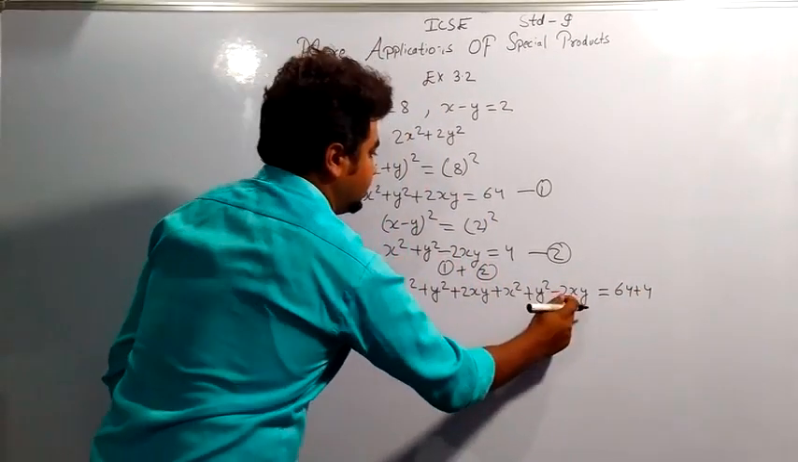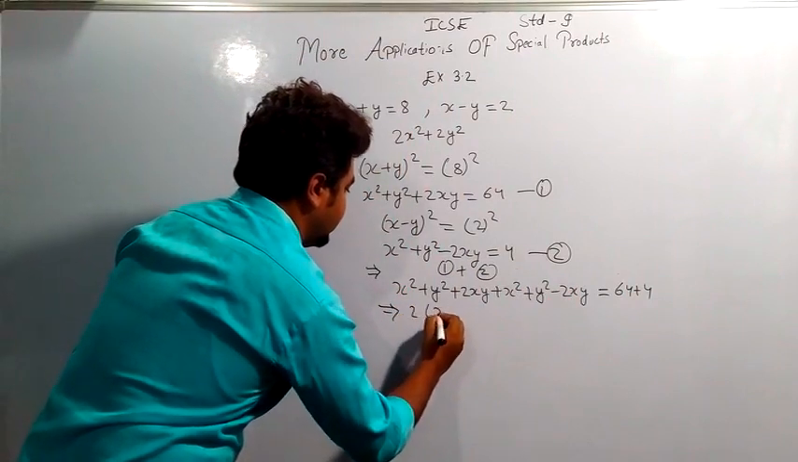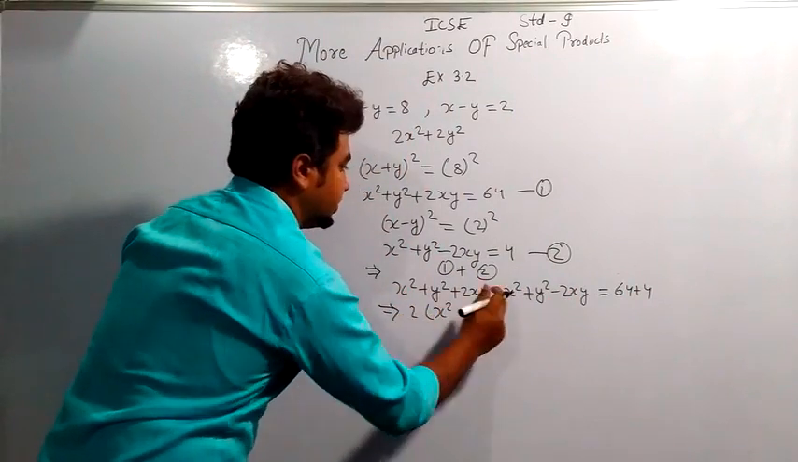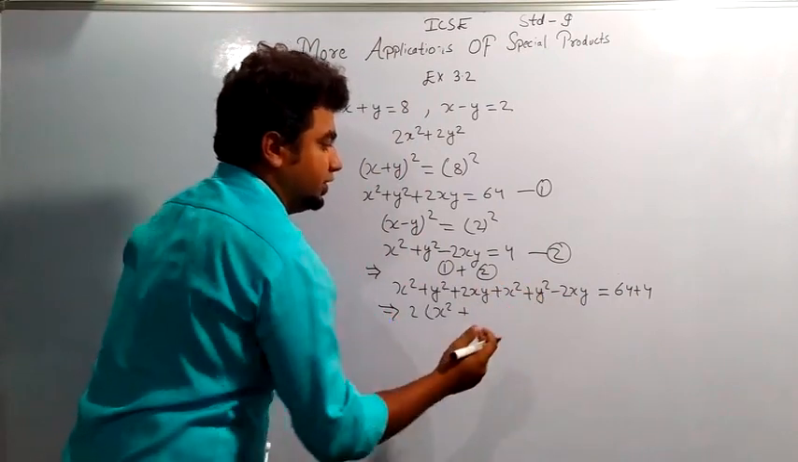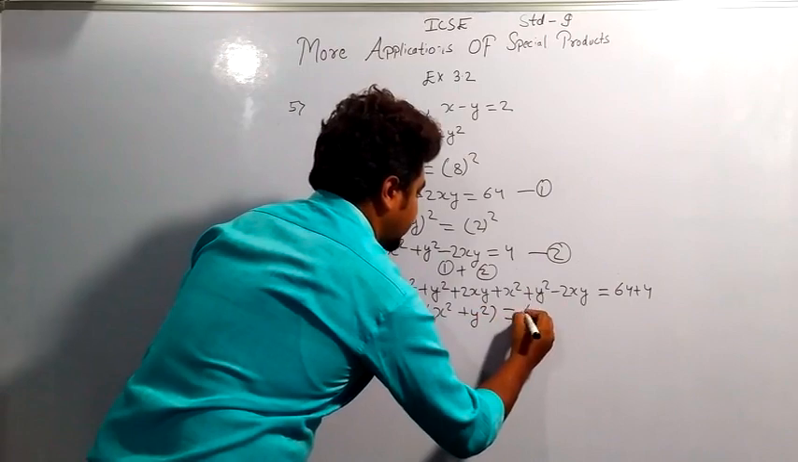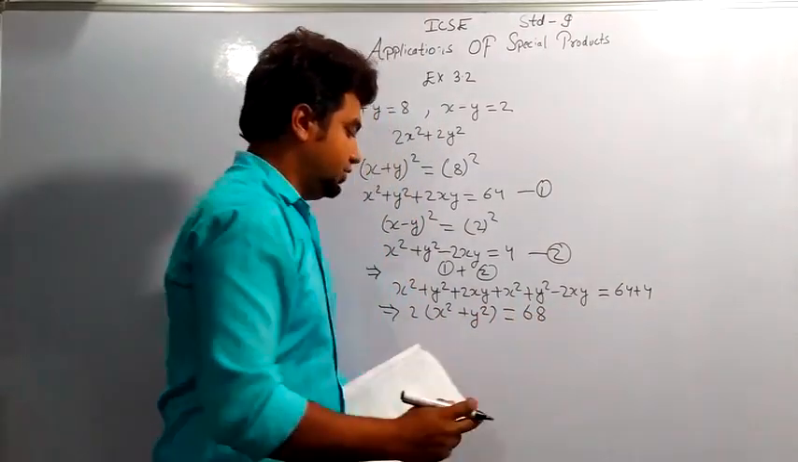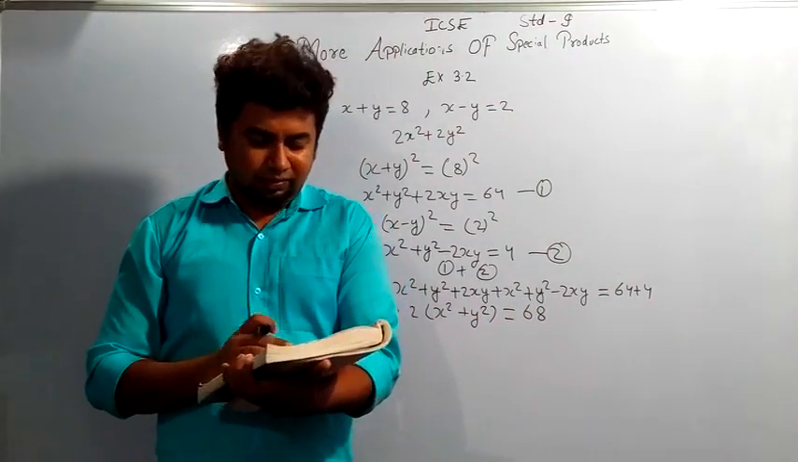Plus 2xy and minus 2xy is getting cancelled. So from here, 2x square plus y square: x square plus x square is 2x square, y square plus y square is 2y square. I am taking 2 as common. So from here we are getting 2(x square plus y square) equal to 68. So this is question number 5.